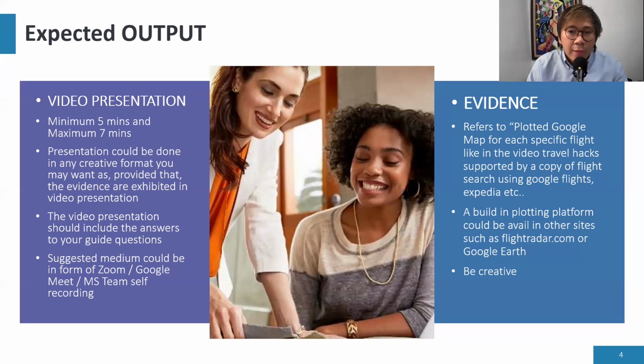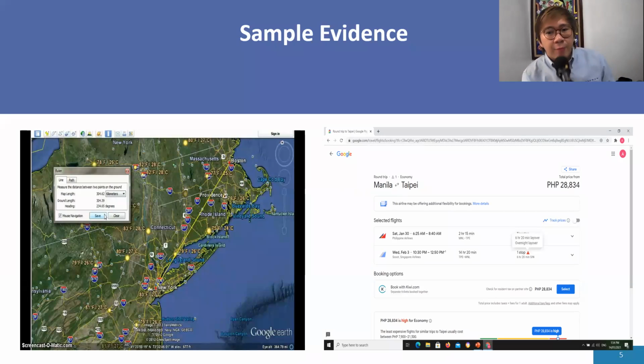You can always refer to our travel hack for some patterns that I could share with you. Next is the build. The plotting could be built in any plotting platform that is available. For example, Flight Radar or Google Earth could be used, or you can simply have the Google Map, save the picture, and then draw a pen using Paint or etc. So I leave it to your discretion. Be creative.